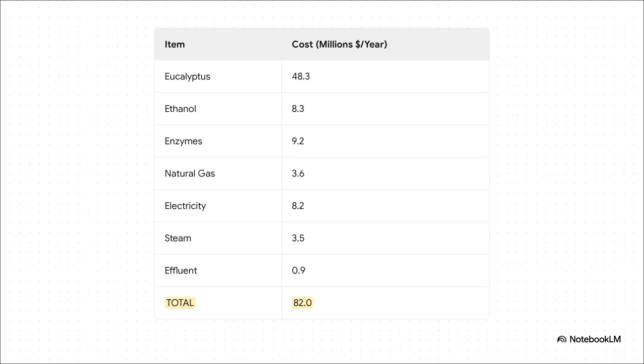So after doing the research, it turns out the eucalyptus is the big one, by far. We're talking over $48 million a year. Then you add in everything else, the ethanol, enzymes, natural gas, electricity, and our grand total for all the variable stuff comes out to $82 million a year.